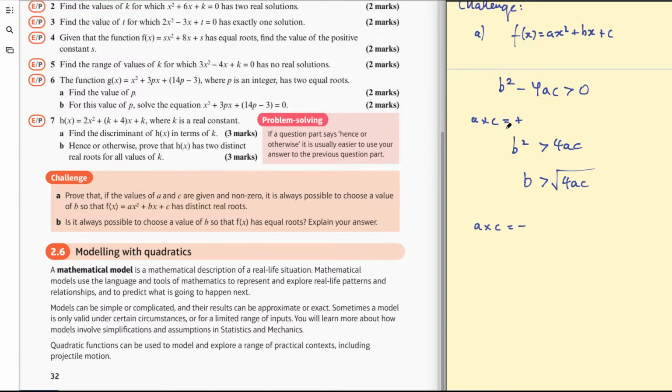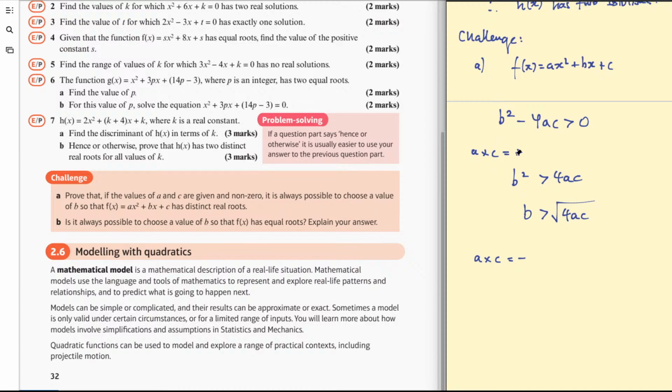Okay, so we considered the situation where a multiplied by c is positive. And by the way, I'm doing this challenge here. So now we need to consider if ac is negative. So in this case, we can still write b squared greater than 4ac, and this would be true regardless of what b is, because this would be positive, this would be negative.